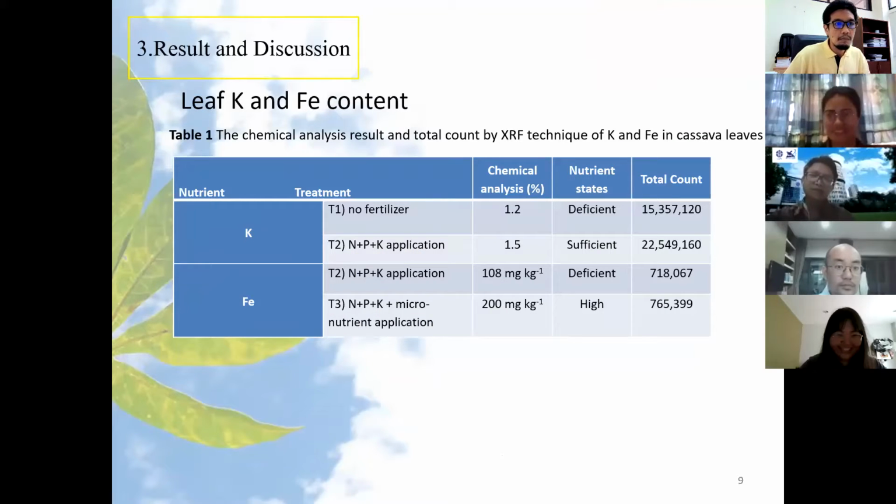I think this emphasizes the fertilizer or the content in the cassava leaf, a new approach for agriculture. Okay, is there still any other question?